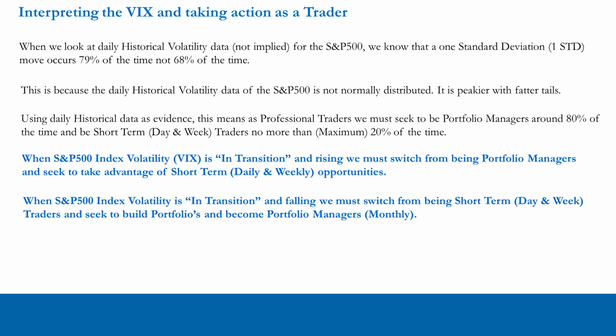And we come to a number of conclusions here. As portfolio managers, when the S&P 500 index volatility, the VIX, is in transition and rising, we really should be looking at switching from being portfolio managers to more short-term traders and seek to take advantage of the short-term volatility. And then when the VIX is in transition and falling from a higher level, we are seeking to switch from being short-term, so day and week traders, to building long-short portfolios with a 1 to 3 month time horizon.